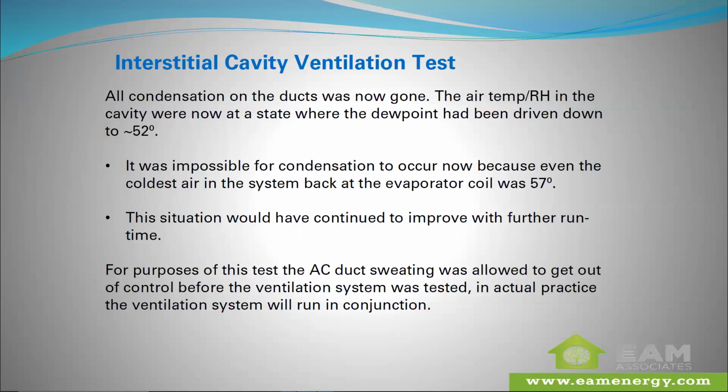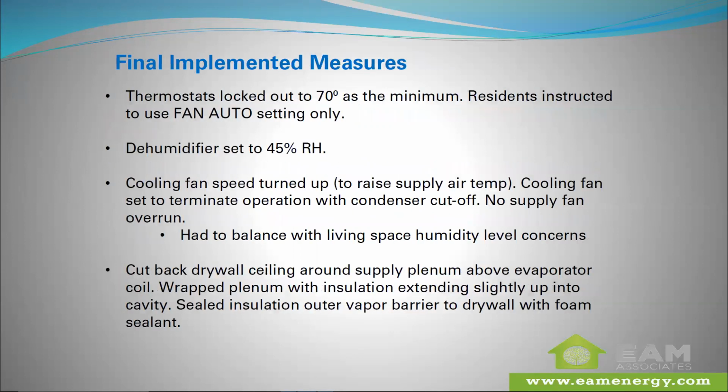So the final implemented measures at this project were the thermostats were locked out at 70 degrees as the minimum. Again, this was managed affordable housing, so they were able to do that. The residents, what Michael was talking about here, were instructed to use the fan auto setting only. The standalone dehumidifiers, where they were made available, were going to be set to 45% relative humidity.